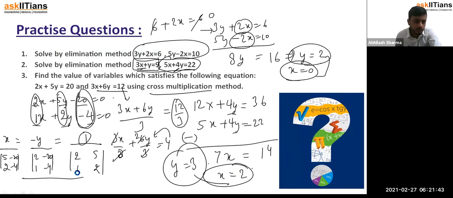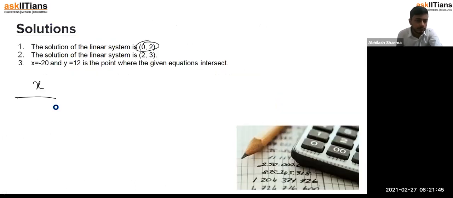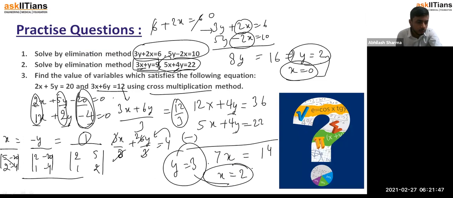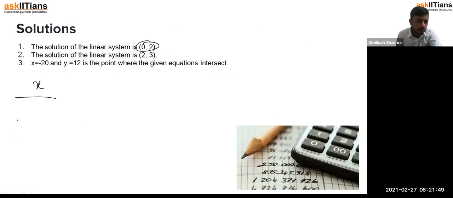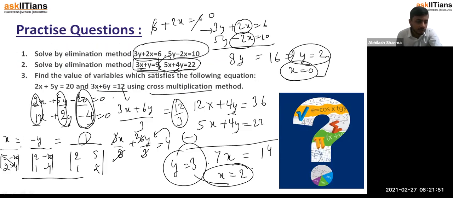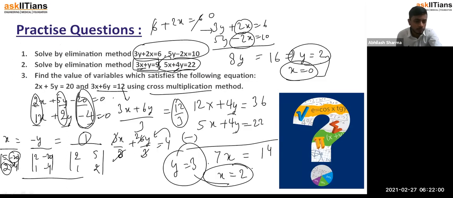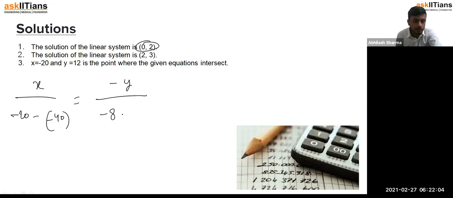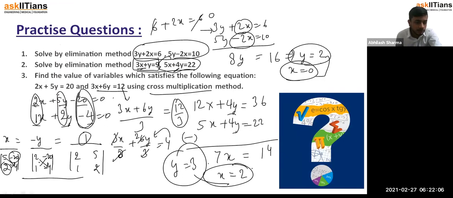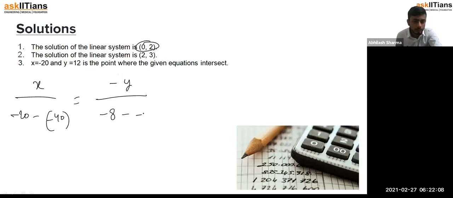Now let us see what we are getting for this. x upon 5 into minus 4 minus 20 into 2, which will give us minus 40, equal to minus y upon, what was it, 2 into minus 4, which will give us minus 8, minus minus 20 into 1. What is this product? Minus 20 itself, equal to 1 upon.